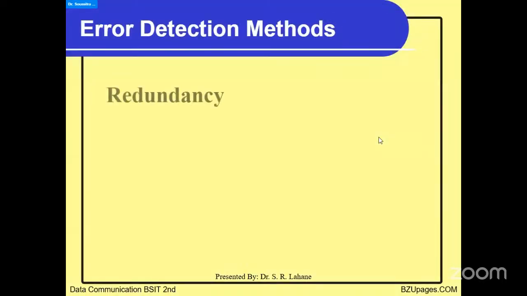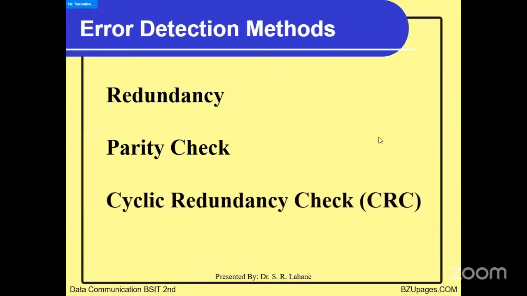Then error detection methods: redundancy method, parity check. Under parity check, we can have even parity or odd parity, depending on your choice. You can adopt or use even or odd parity. Then cyclic redundancy check: we have to generate the CRC bits, then append those CRC bits to the data bits, and then perform the division. You will get the location where the error has occurred or the data bit has been corrupted. Then checksum.